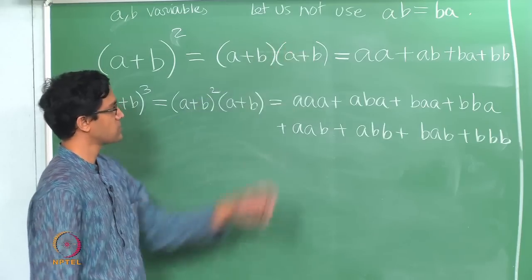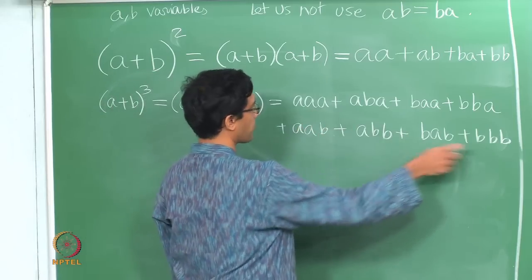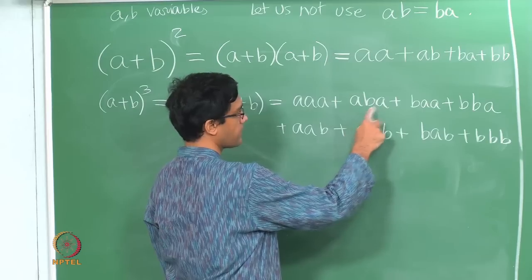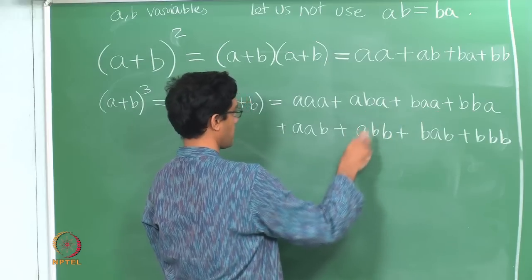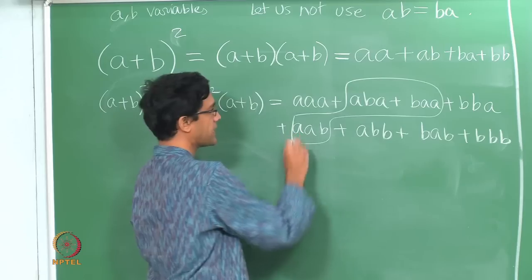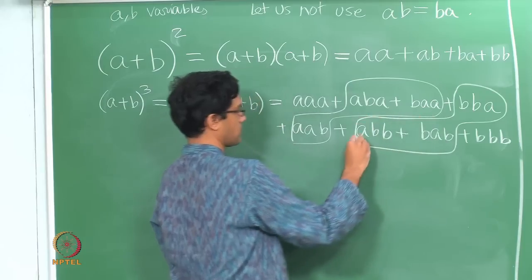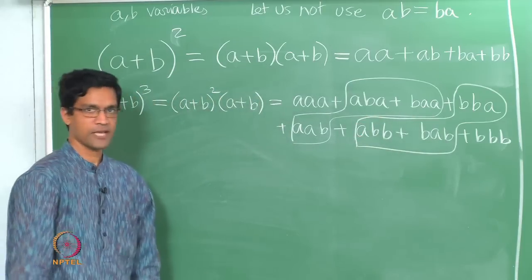If you use AB equals BA, if you think of a and b as commuting variables, this is a cubed plus b cubed plus, let's see, a squared b. These 3 terms are just really a squared b. Similarly, these 3 terms are a b squared. Okay, so that is again the familiar identity.